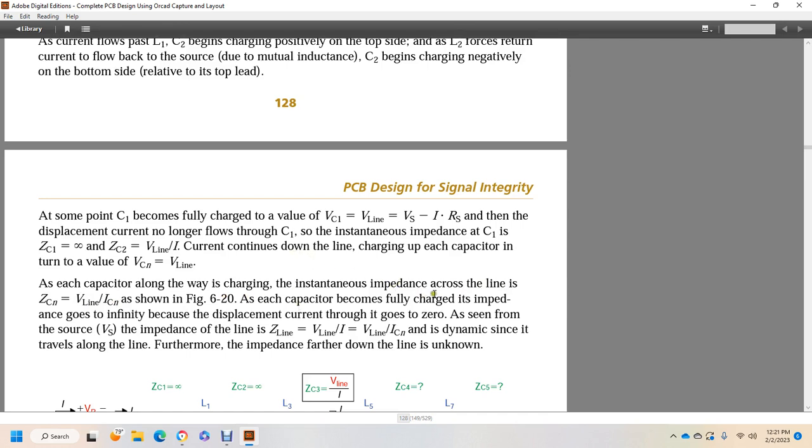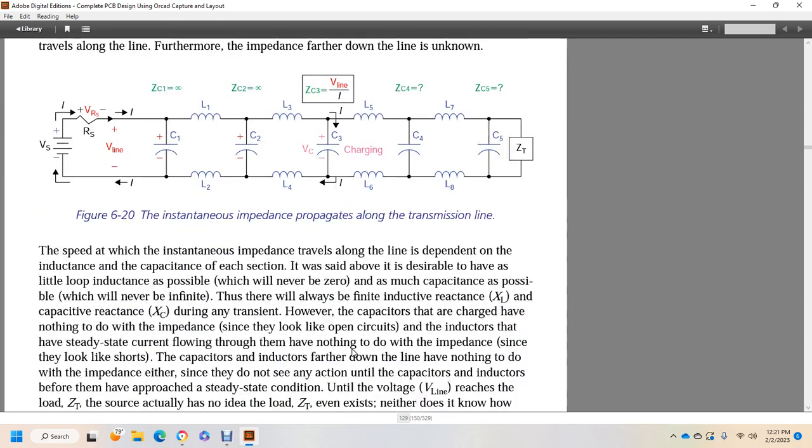Each capacitor becomes fully charged, and its impedance goes to infinity because of the displacement current going to zero. Seen from the source VS, the impedance of the line, Z line, is equal to V line over I. As the current travels along the line, the impedance farther down the line is unknown.